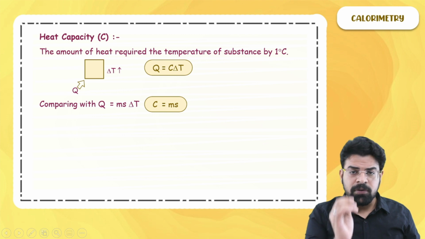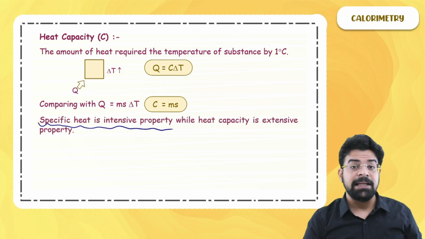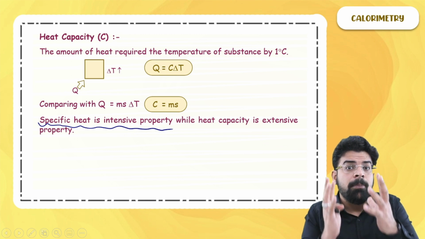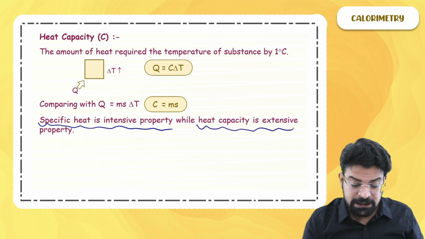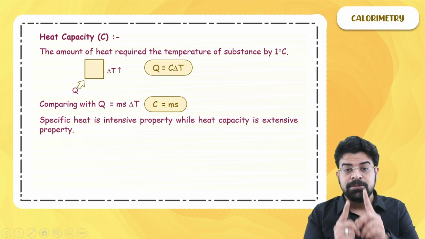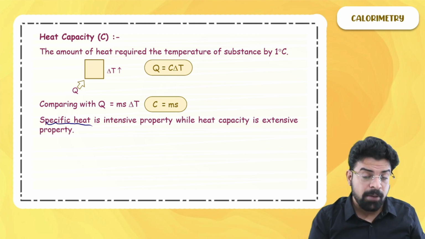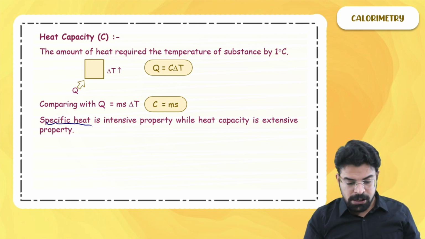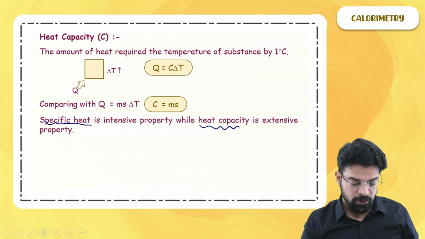Now do understand from the cup and bucket example that specific heat is an intensive property. It does not depend upon the amount of substance you have. But the heat capacity is an extensive property. It depends upon the amount of substance you have. Specific heat is same for both a cup of water and a bucket of water, but the heat capacity is different for a cup of water and a bucket of water.